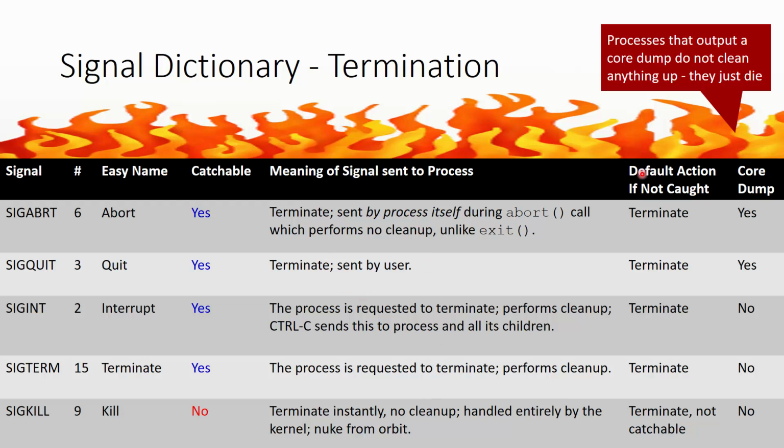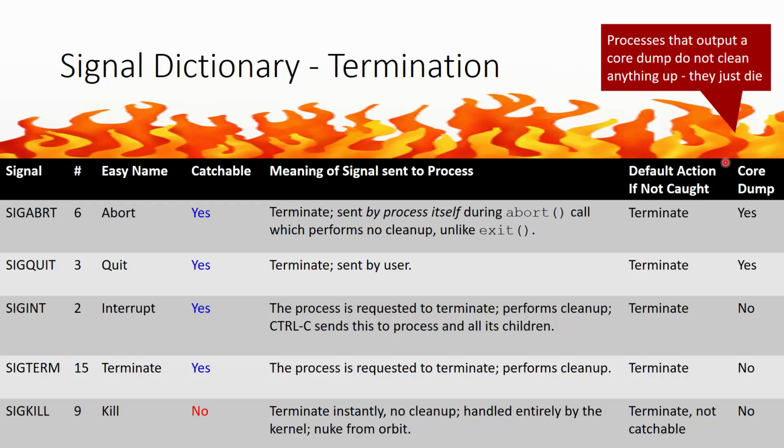That's our center column here. The default action, if it's not caught, is pretty much terminate, terminate, terminate, terminate. Everything dies. So that's going to be the case for practically all of these. Now, the core dump is an interesting concept we'll talk about later here, but the core dump is going to be a file that contains the detritus, the debris after a process is destroyed. So any process that outputs a core dump file is not going to clean anything up.